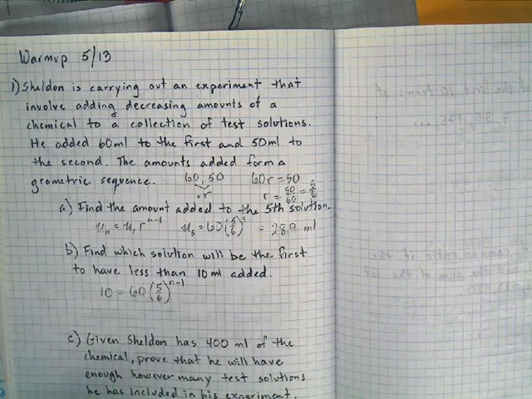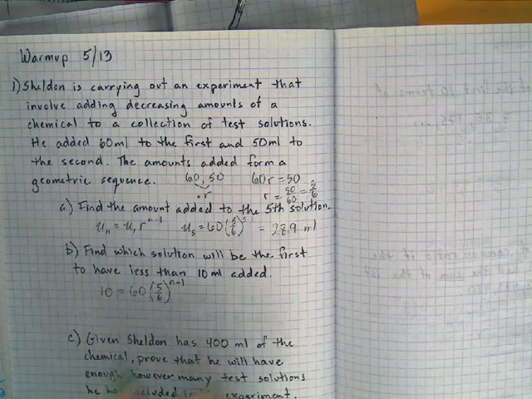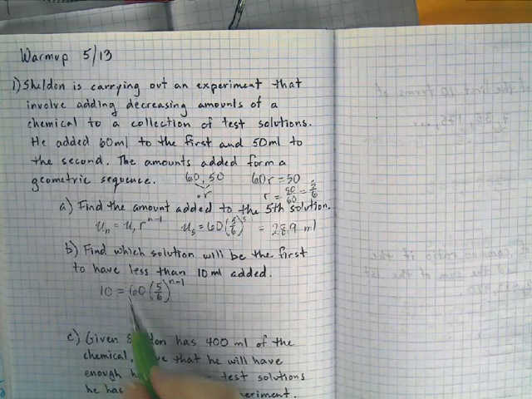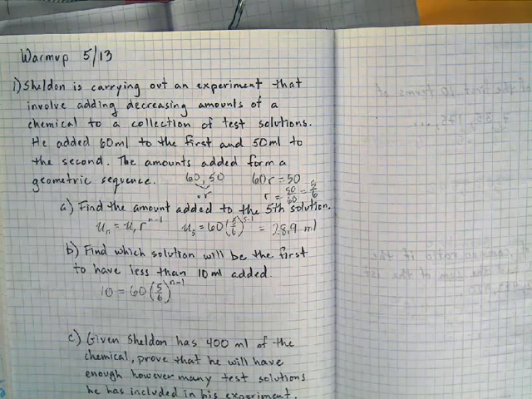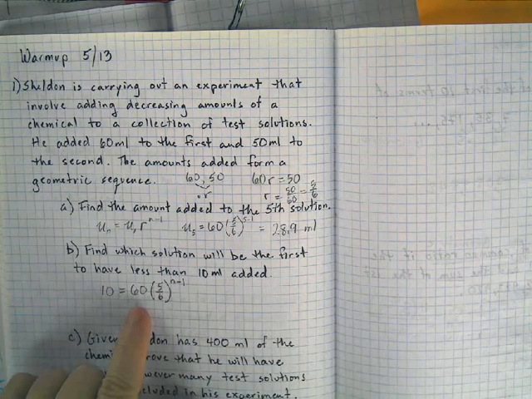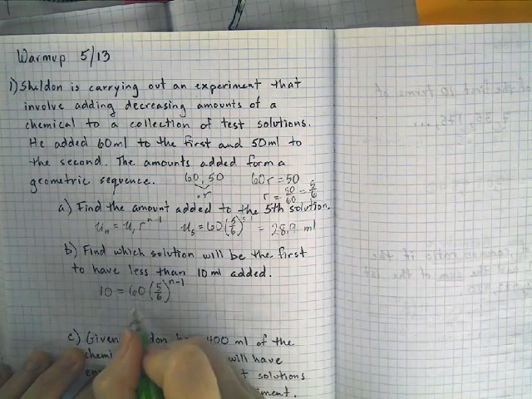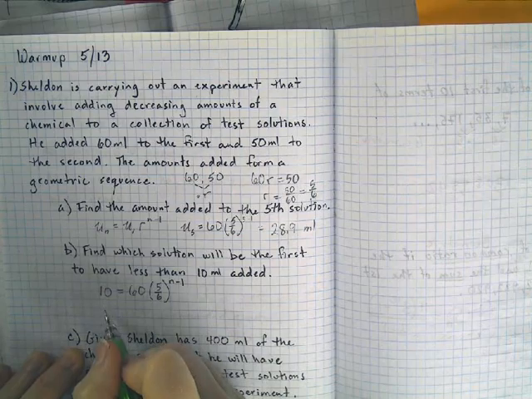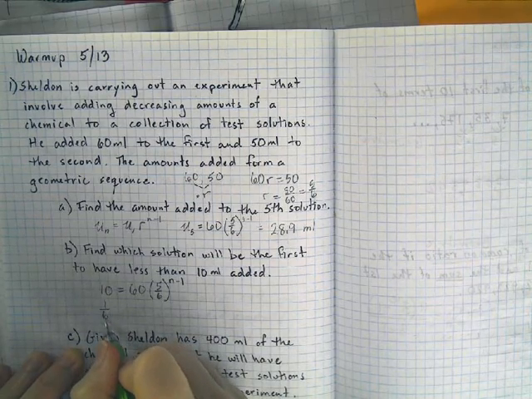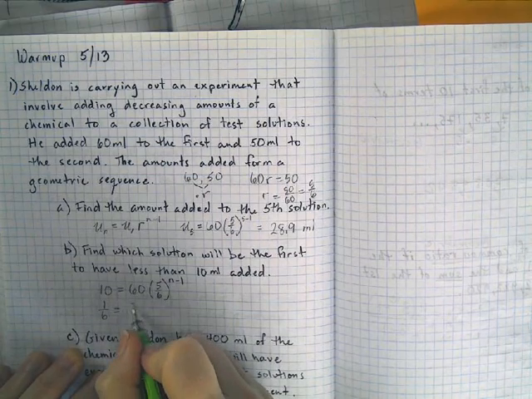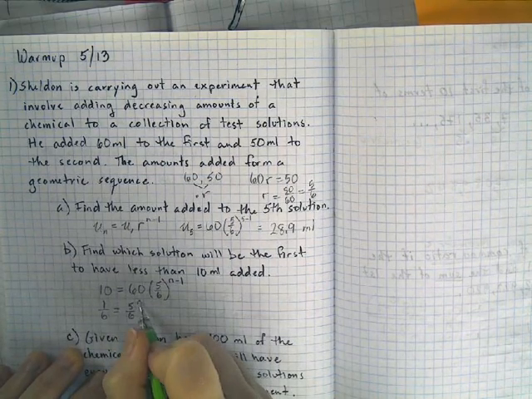All right, I could have set it up as an inequality, but I was having a hard time figuring out which way it goes, 10 is less than this, or 10 is greater. So I'm just going to solve it with an equal sign, and then I'll figure out the answer at the end. All right, so let's solve this. I'm going to divide both sides by 60. So I'm going to get 10 over 60, which reduces to 1/6, is equal to 5/6 to the n minus 1.